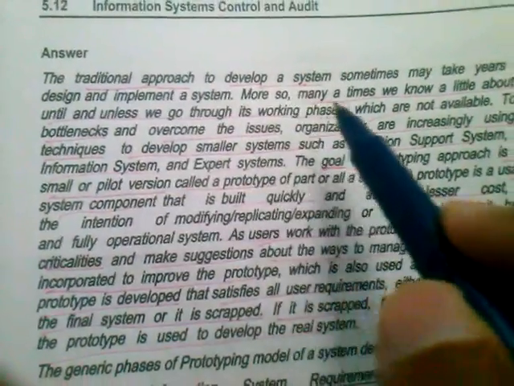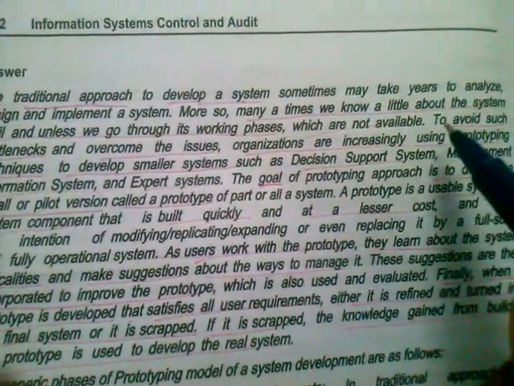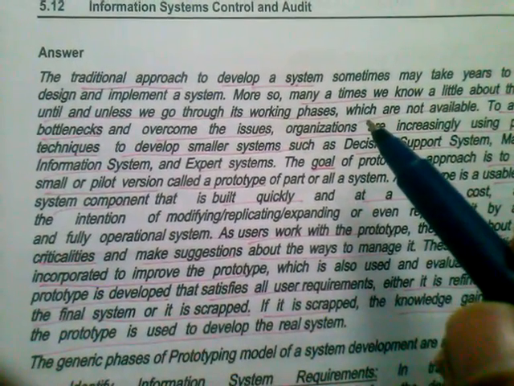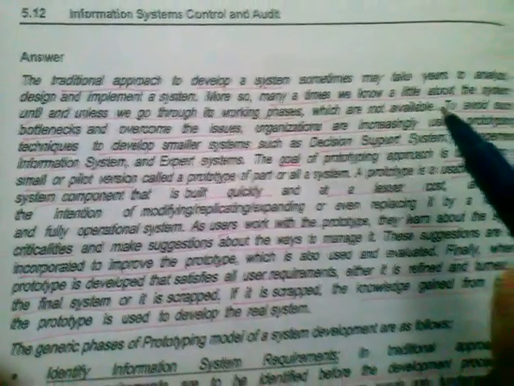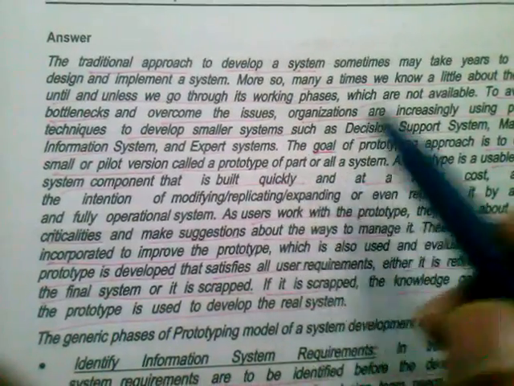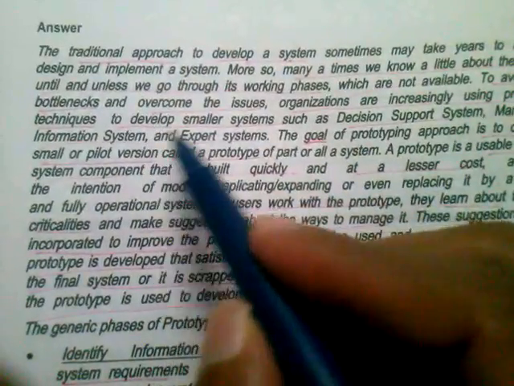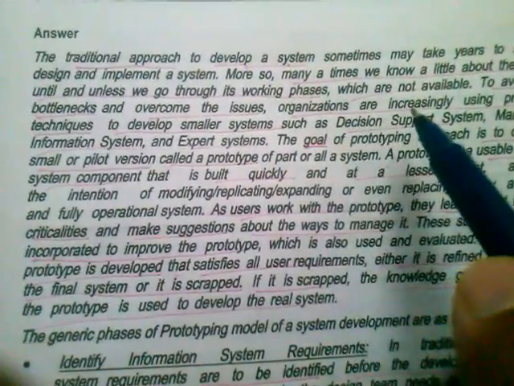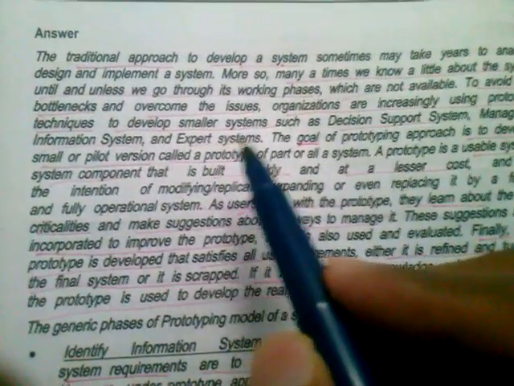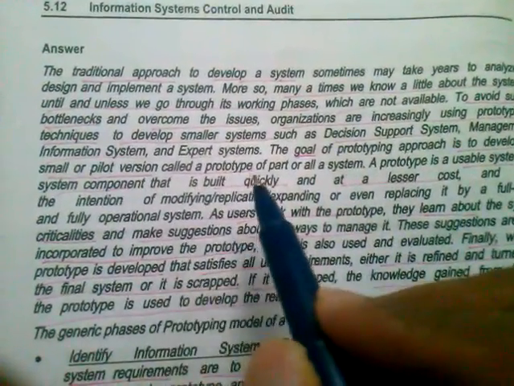The traditional approach to develop a system sometimes may take years to analyze, design and implement a system. Many times we know little about the system unless we go through its working phases, which are not available. To avoid such bottlenecks and overcome the issues, organizations are increasingly using prototyping techniques to develop smaller systems such as decision support systems, management information systems and expert systems.